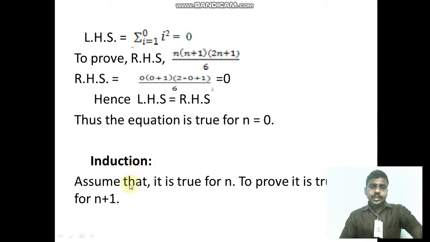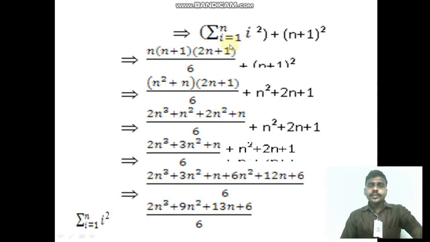Coming to the induction part, I told you we have to add the n value as n plus 1, that is, the next state we have to add. So I take the LHS summation I equal to 1 to n of I square, and I am going to add n plus 1. Since it is I square, I add n plus 1 the whole square. If it were I cube, I would add n plus 1 the whole cube. It means I am adding n plus 1 based on the inductive part's rule.